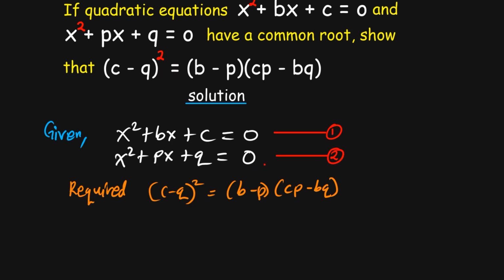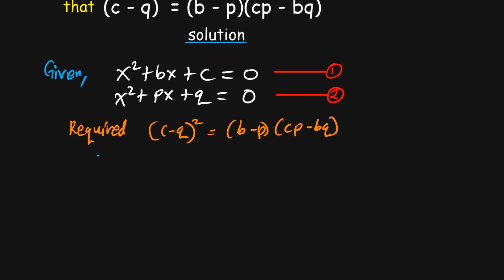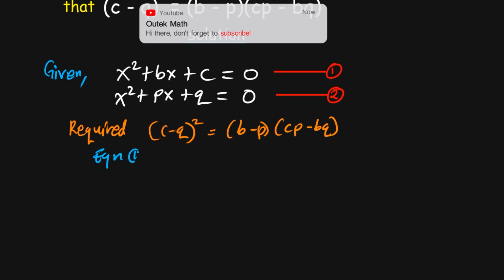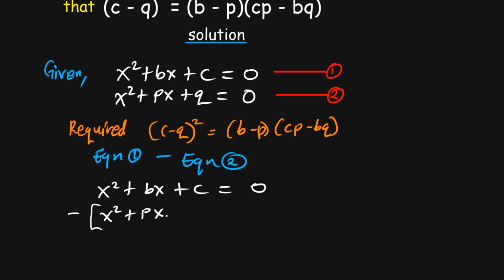To solve this, we should understand that for two quadratic equations to have a common root, there should exist at least one value of x that satisfies both equations simultaneously. Let's eliminate x squared. So, equation 1 minus equation 2. This implies that we have (x squared plus bx plus c equals 0) minus (x squared plus px plus q equals 0).